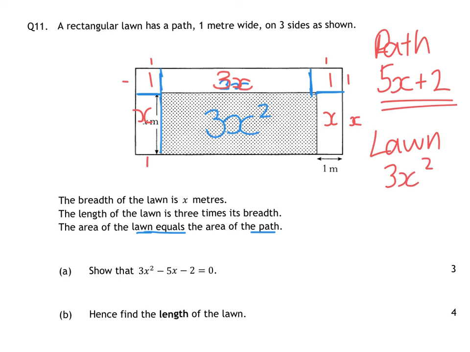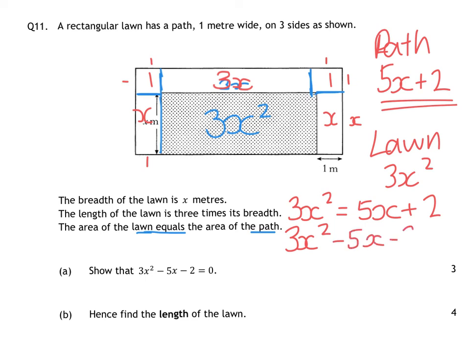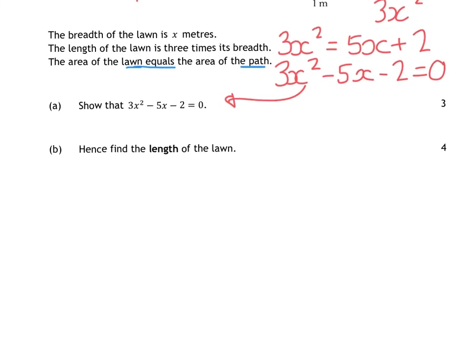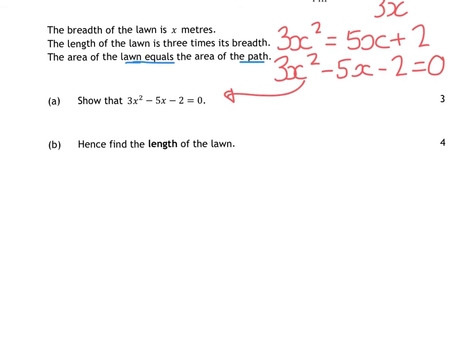Now if they're equal to each other, then I'm going to put them equal. So 3x squared equals 5x plus 2. And then all I have to do is bring everything to one side. The 5x becomes negative, the 2 becomes negative, and then you'll see it matches up to what's there. From there, they ask you to hence find the length of the lawn. So even if you can't do part A, this is your starting point. This trinomial here is where you start for part B.